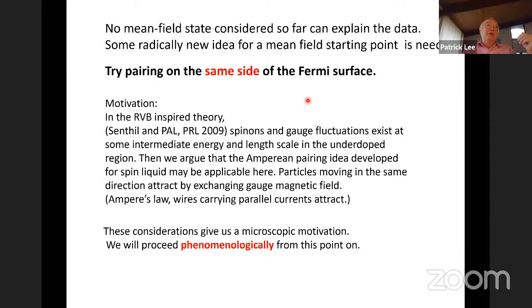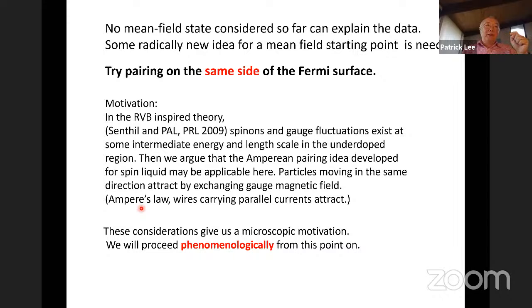So the motivation was really RVB inspired, because earlier, Senthil and I had the notion of spinons in a spin liquid. They interact by gauge fluctuation. And we proposed that there's a possibility of something which we call Ampèrian pairing, where the spinons are paired by moving in the same direction. I call it Ampèrian because I had to teach freshman physics at one point, and Ampère's law says that wires that carry current in parallel are attractive. Okay, and so here the electrons moving in the same direction create a magnetic field, which is the gauge magnetic field, and this gives rise to attraction.